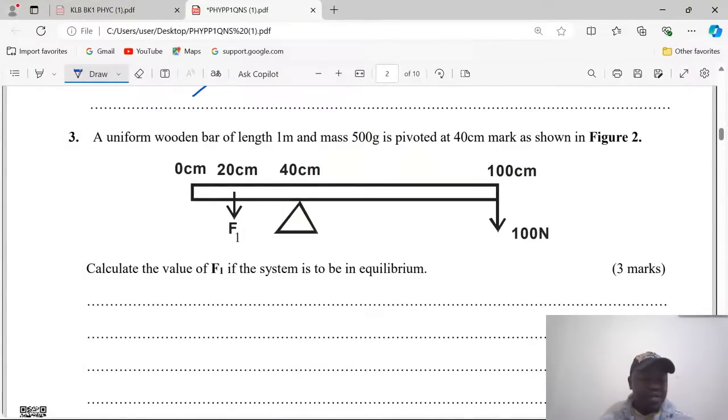So to be in equilibrium, we usually say that for a system in equilibrium, the sum of clockwise moments is equal to the sum of the anti-clockwise moments.